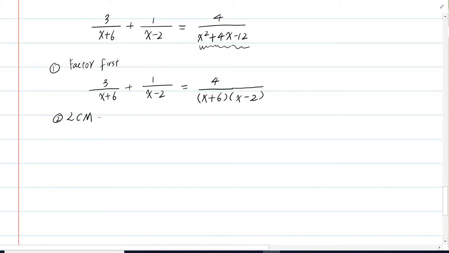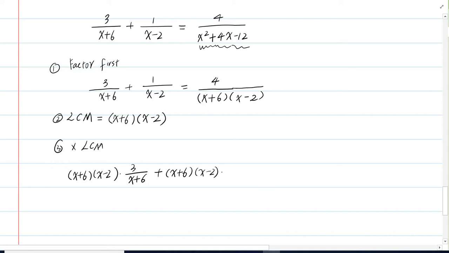So which means our LCM is just going to be x plus 6 and x minus 2. Okay, step 3. We multiply the LCM to every term. So let's go ahead and look at this. We'll write it down. That will be x plus 6, x minus 2, multiply the first term, 3 over x plus 6, then plus x plus 6, x minus 2, and then multiply 1 over x minus 2.